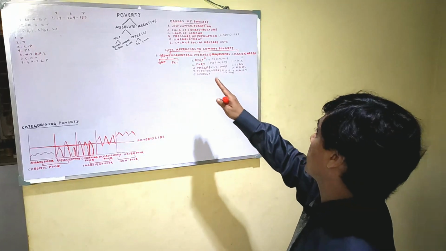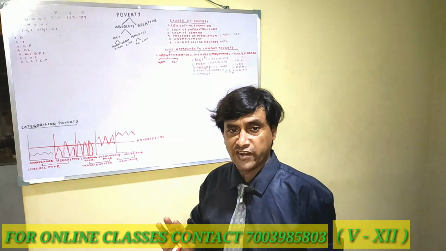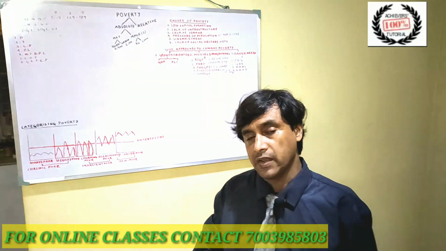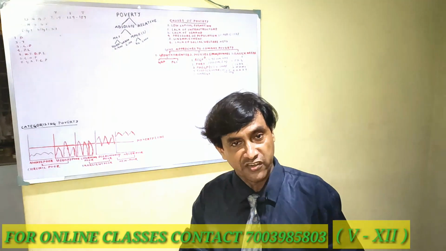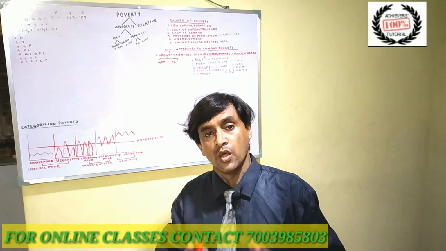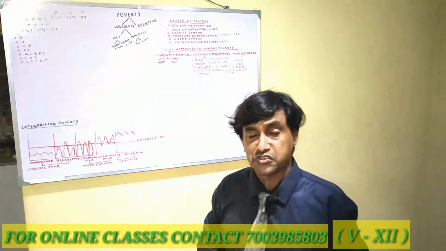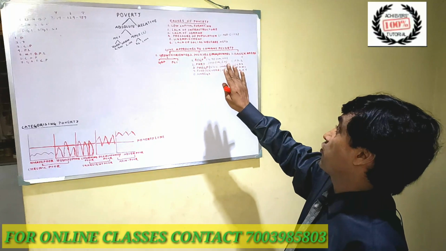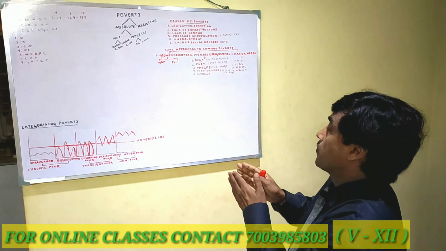Causes of poverty is lack of social welfare network. The lack of social welfare network means, for example, not only the per capita income, but other facilities like education facility, electricity, water supply, etc. This type of facility is not enough for our society. So lack of social welfare network is there. These are the reasons for the causes of poverty.